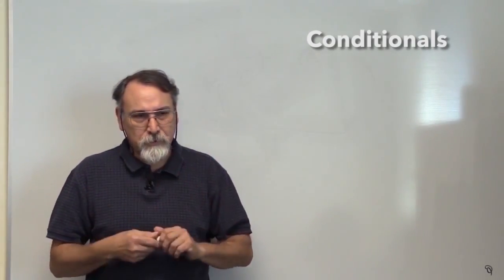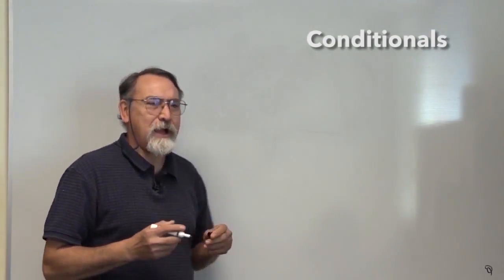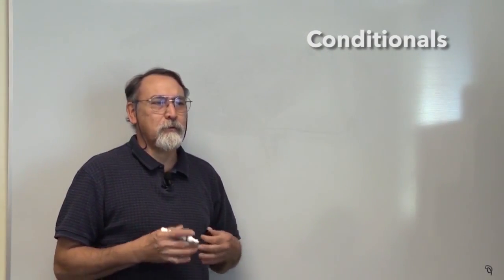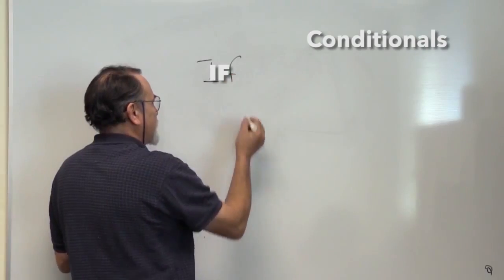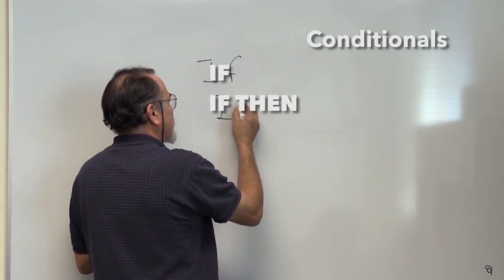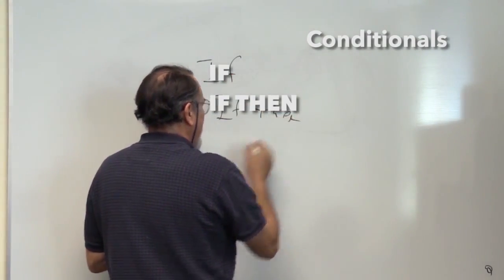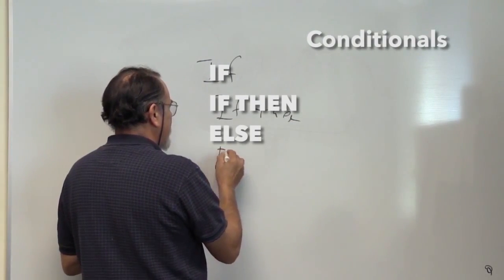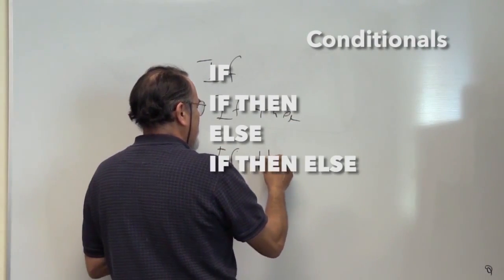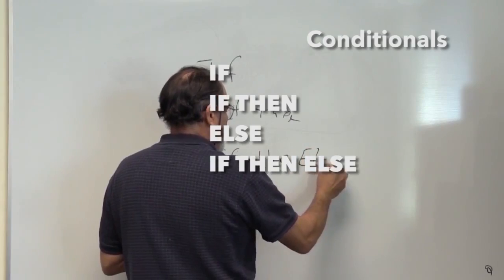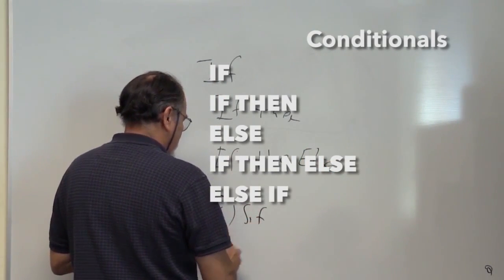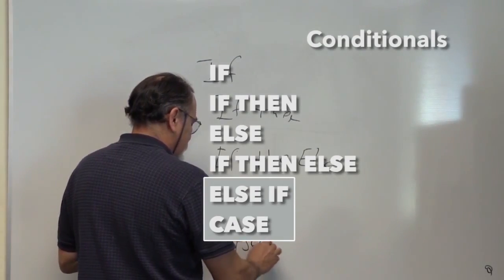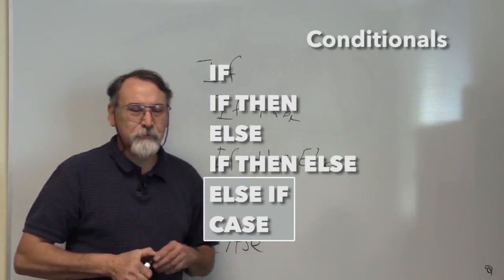So I kind of brushed over it. But understand that that's how you make a decision, or that's how you test information in SQL. You have the if, then you have the else, you have the if, then else, then you have the else if, which is different, and then you have the case. So understand that these are the mechanisms.